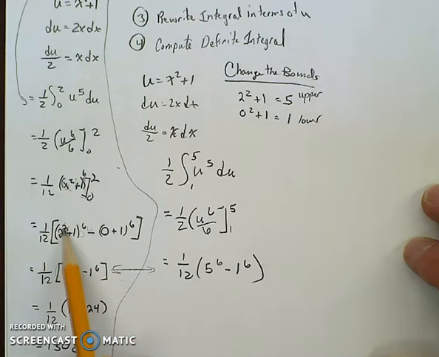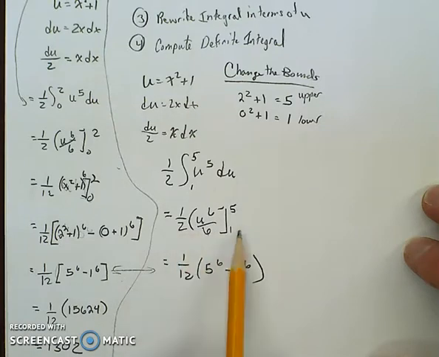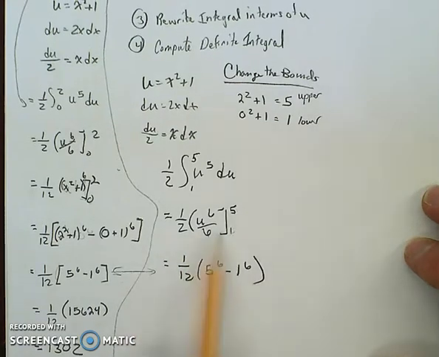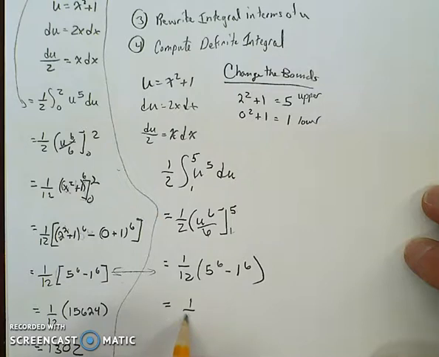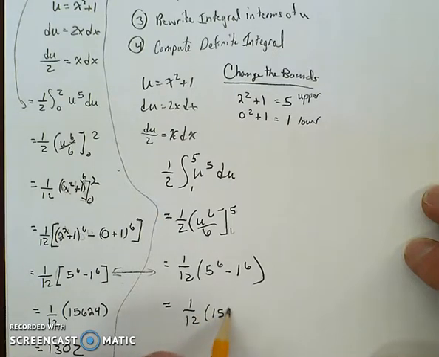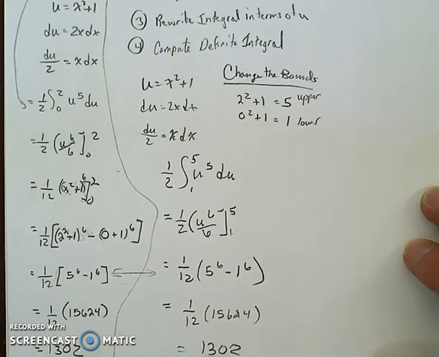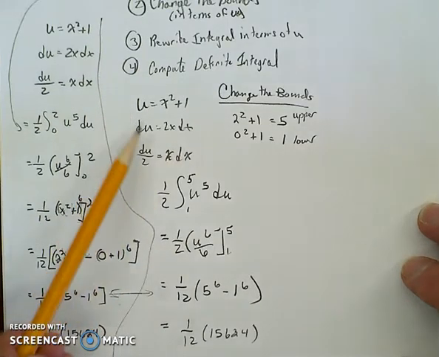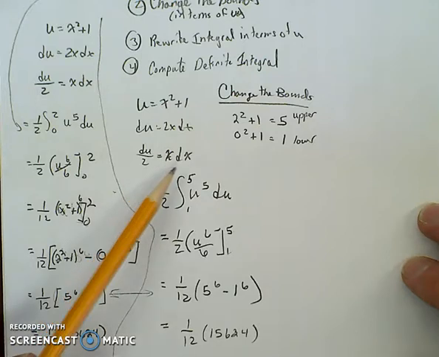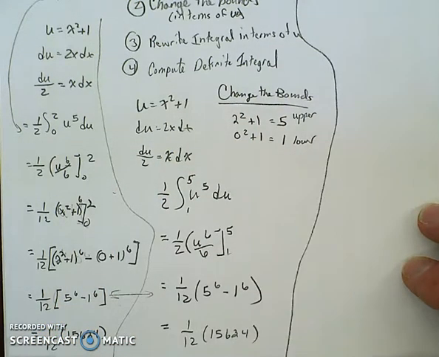Well, look at this. They're the same thing. This is the 2 squared plus 1 is how I got 5. 0 plus 1 is how I got 1. So now I get the same thing. 1/12 of 15,624. And we know that's 1,302. So again, find u and du. Do what we usually would do for u substitution, but we have to remember to change the bounds.